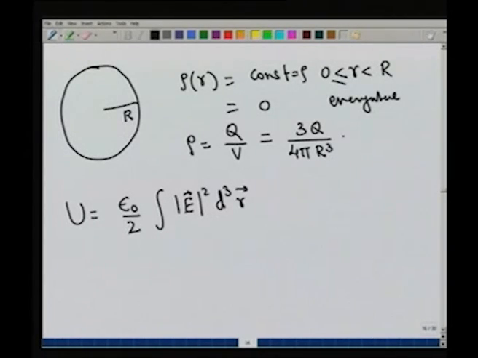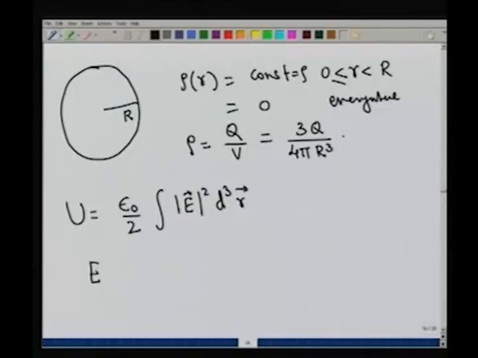However, in order to determine my E, I need the field in the interior region and I need the field in the outer region, which I will derive by using Gauss's law. So let me start with the expression. E into 4 pi r squared, as usual, is the charge enclosed. So how do I write that?